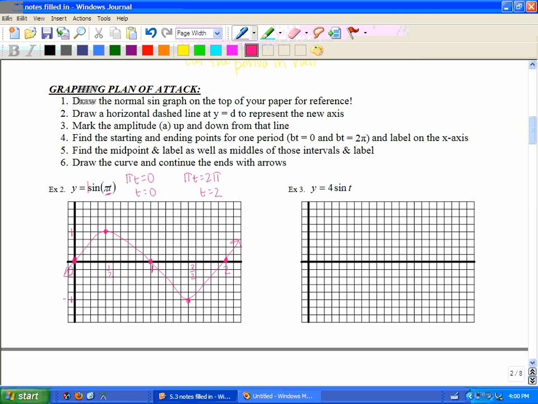For our second one, the only thing that's different is we have this 4 out in front. So 4 is our amplitude. So we're going to go up to 4 on the y-axis and also down to -4. And then our x-axis points are going to stay the same because there is no b value this time.